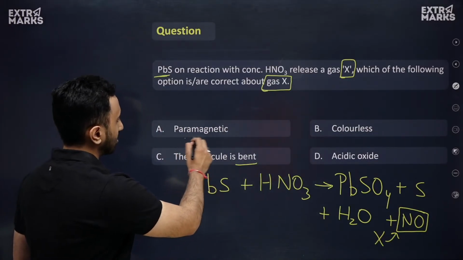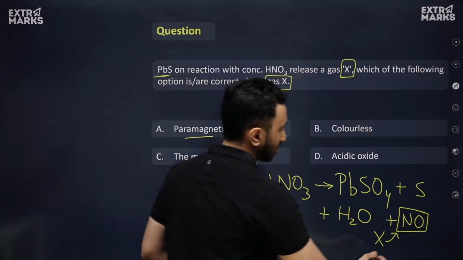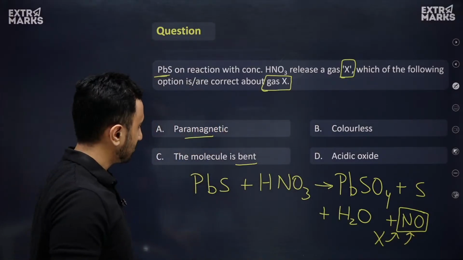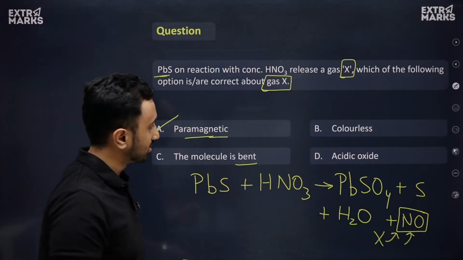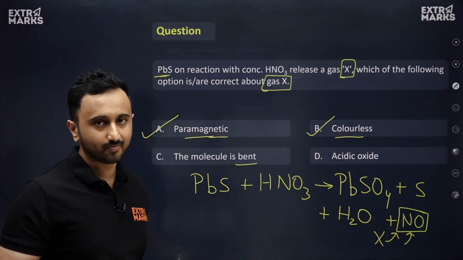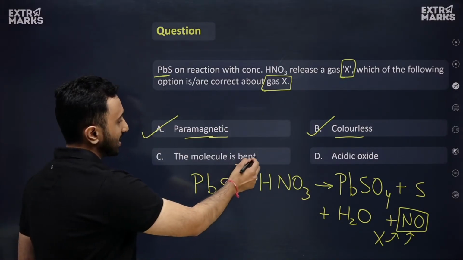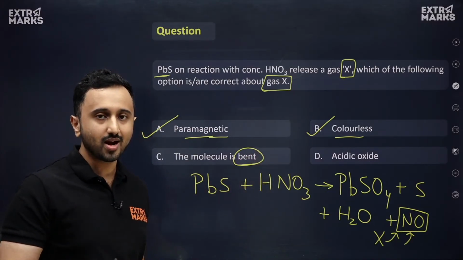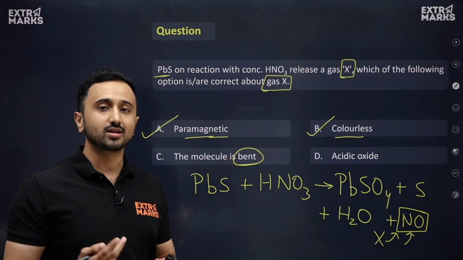This is X, NO. Now let's see. Is it paramagnetic? Yes, it is paramagnetic. Why? If you count the number of electrons, you will find that it is an odd number, and according to MOT, you can easily say that it will be paramagnetic. So this is correct. Is it colorless? Yes, it is. It is also colorless, that means it is transparent. It doesn't have any color. Now, the molecule is bent. Is it bent in shape? No, because it will be linear. We only have 2 atoms, N and O. You cannot make a bent structure out of a compound which only contains 2 atoms.